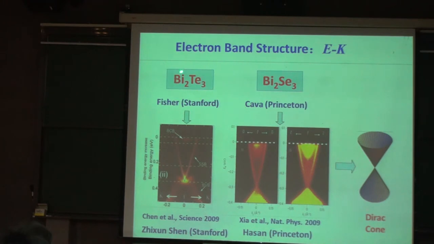Professor Fisher prepared this high quality material, bismuth telluride, and Professor Shen's group measured the band structure by ARPES, done by the younger, at that time he was a student, Chen Yulin. And you can clearly see you have the valence band and the conduction band, and more importantly, near the gap, around the gap, you see this very beautiful, nearly linearly dispersed surface state band.